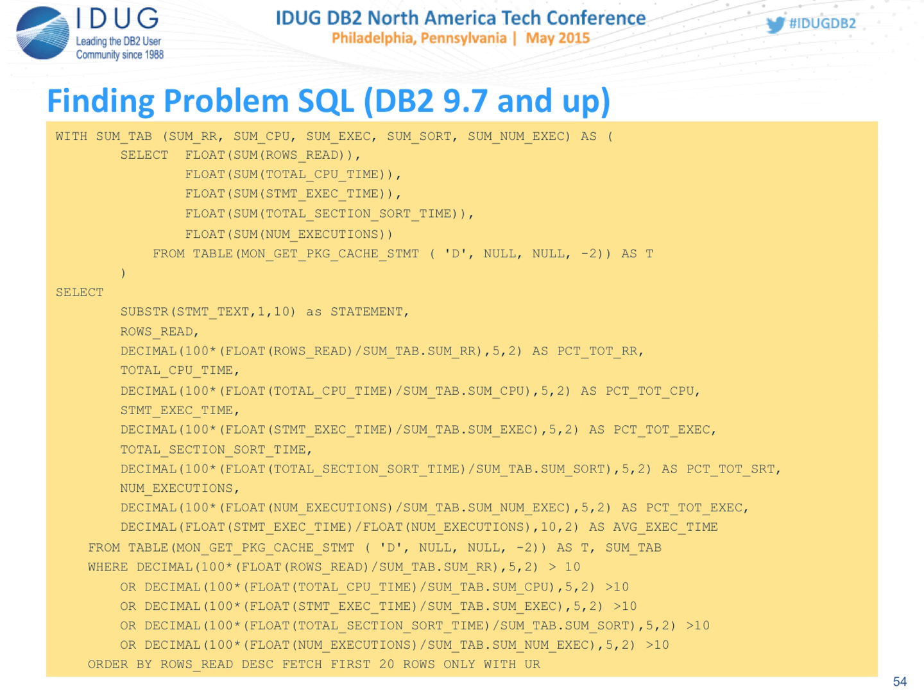Finding problem SQL. This is my favorite statement at the time. Yes, it's very complicated. What it does is it looks for certain key performance statistics. So down here is where it's really looking. It's looking for things where the percentage of rows read for this particular statement is greater than 10% of the rows read for all statements in the package cache. It's looking for the same for CPU time, exec time, any of these key statistics. If one particular statement is consuming greater than 10% of what all statements in the package cache are consuming, I want to know about that statement.